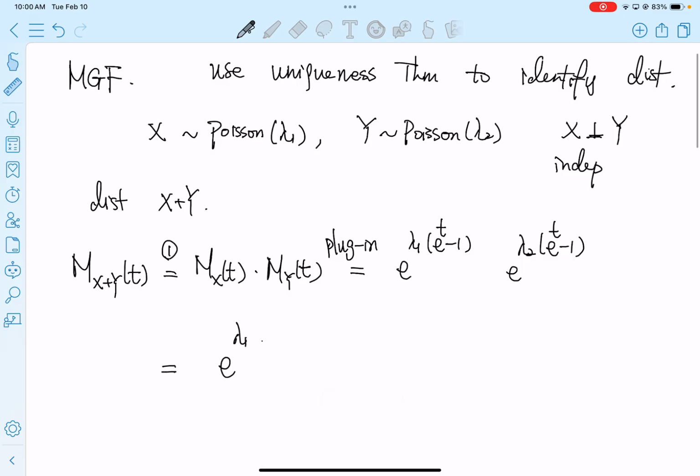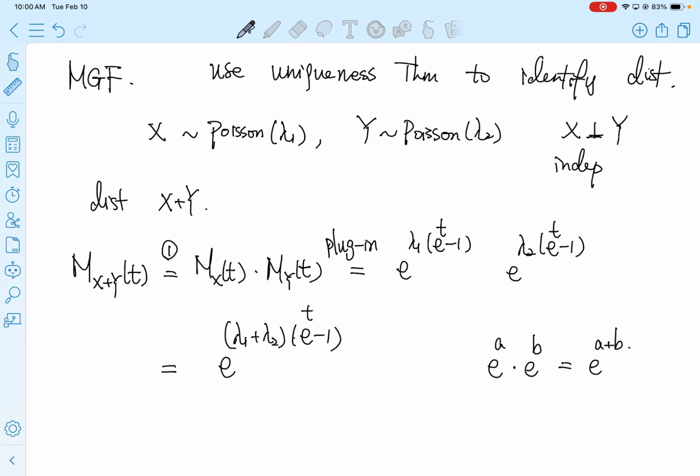So we have lambda 1 plus lambda 2 multiplied by the shared term. This is because e^A multiplied by e^B is equal to e^(A plus B). The A is lambda 1 times (e^t minus 1), and the B is lambda 2 times (e^t minus 1). And because they share the same factor, e^t minus 1, you can just bring that to the right-hand side, and then you have lambda 1 plus lambda 2.